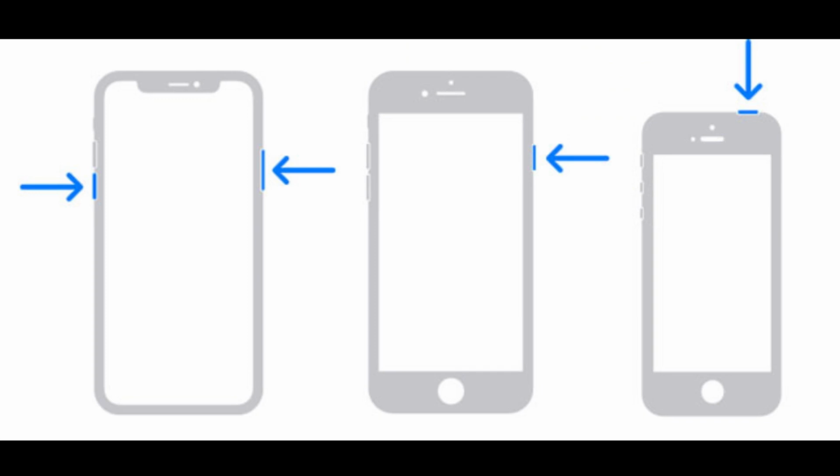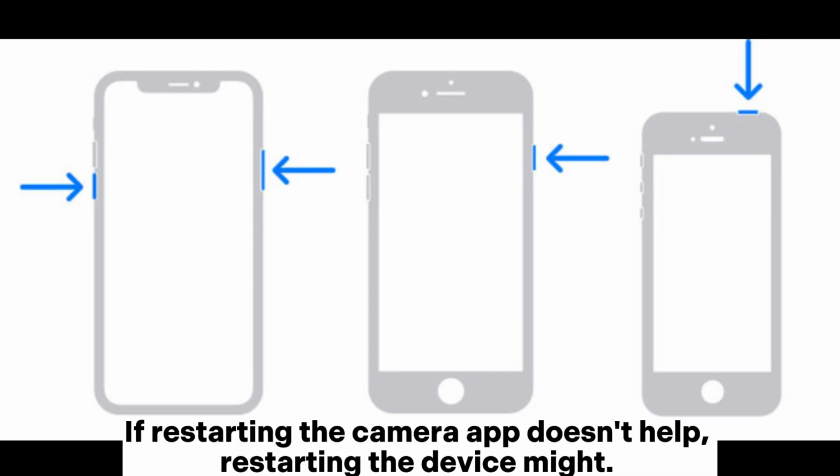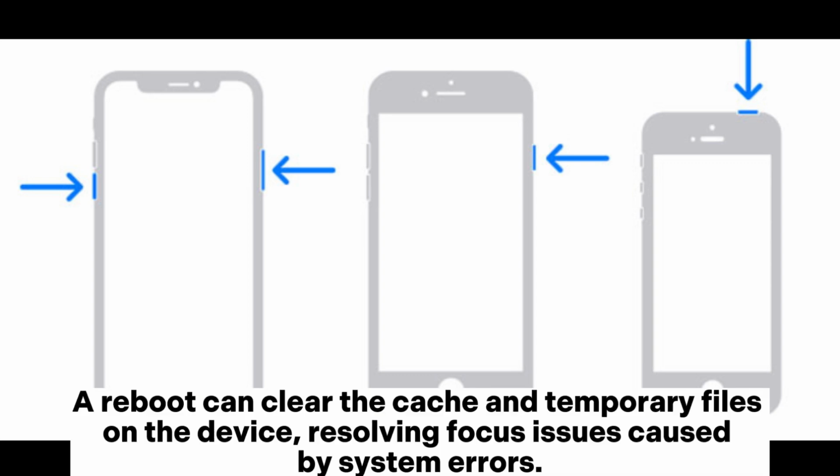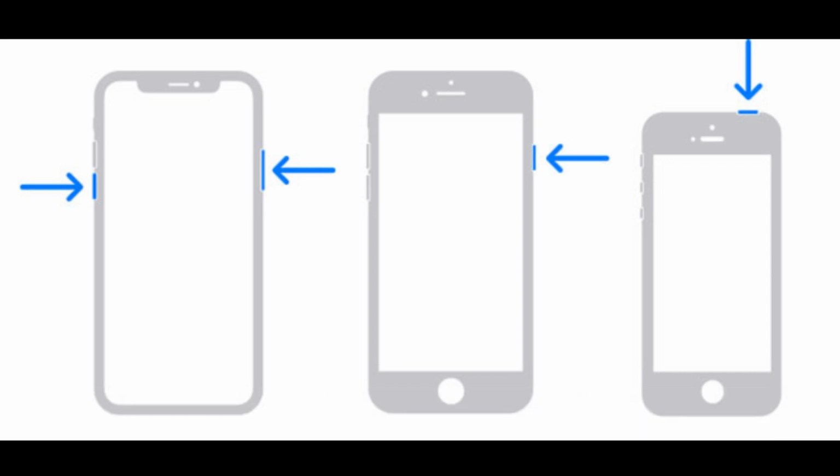Fix 4. Restart the iPhone. If restarting the camera app doesn't help, restarting the device might. A reboot can clear the cache and temporary files on the device, resolving focus issues caused by system errors.